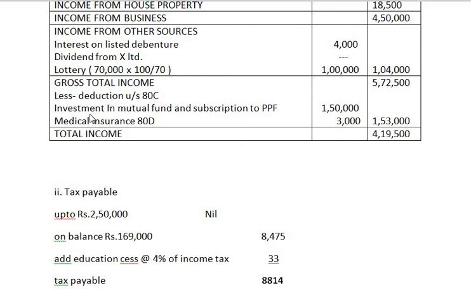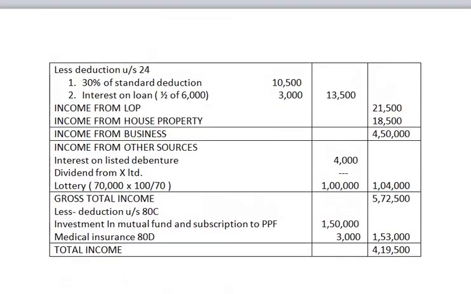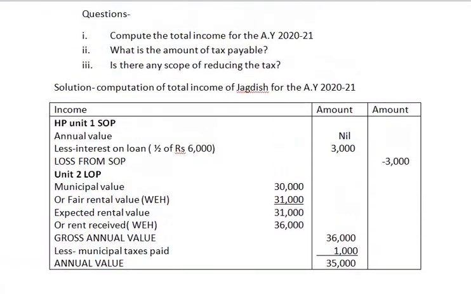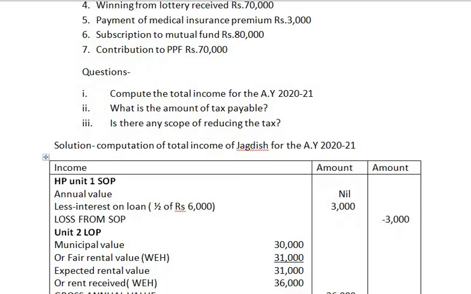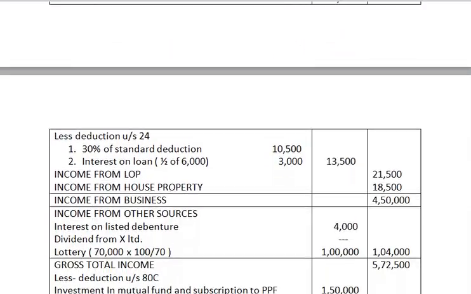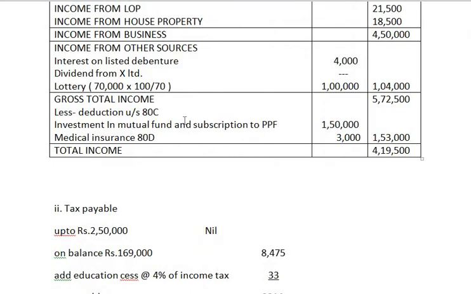Deduction under section 80C, investment in mutual fund and subscription to public provident fund. We are given in the sum here, that is subscription to mutual fund 80,000, contribution to public provident fund 70,000. When we add both, we get a total figure of 1,50,000. So total deduction comes to 1,50,000 under section 80C, and the maximum limit is also 1,50,000. So full amount is qualified for deduction under section 80C.